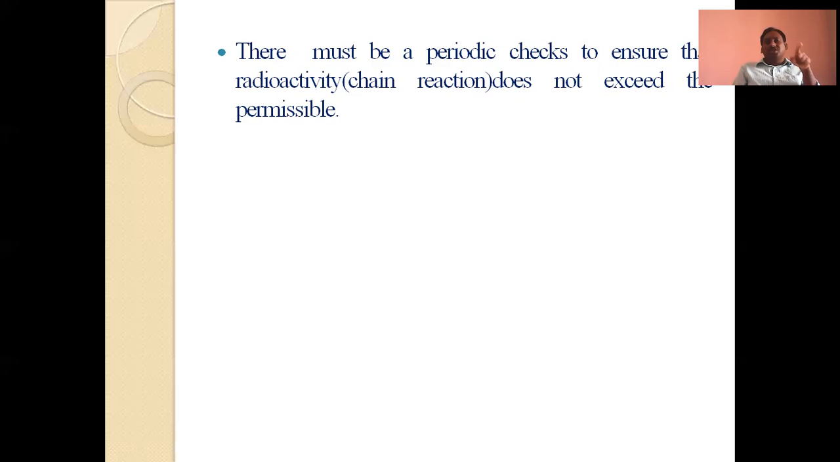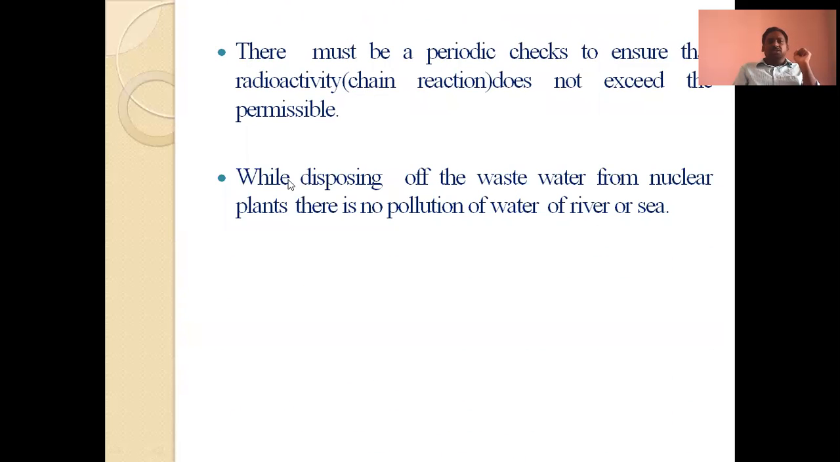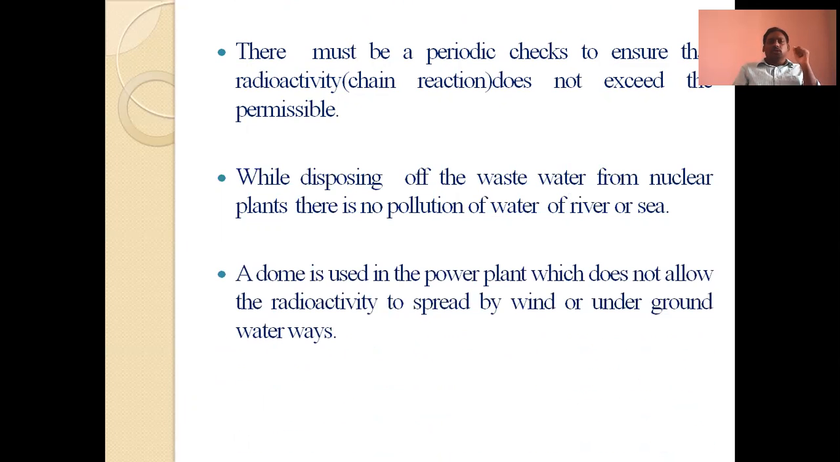That's why when it is necessary to check or to control the chain reaction, we can observe the chain reaction in the nuclear reactor. Why? Because if heat is released, meltdown occurs and an accident takes place. So periodically we check and monitor the chain reaction. And one more thing is that while disposing of wastewater from nuclear plants, there should be no pollution of river or sea water. That's why it is purified before it is dissipated in the river or sea.